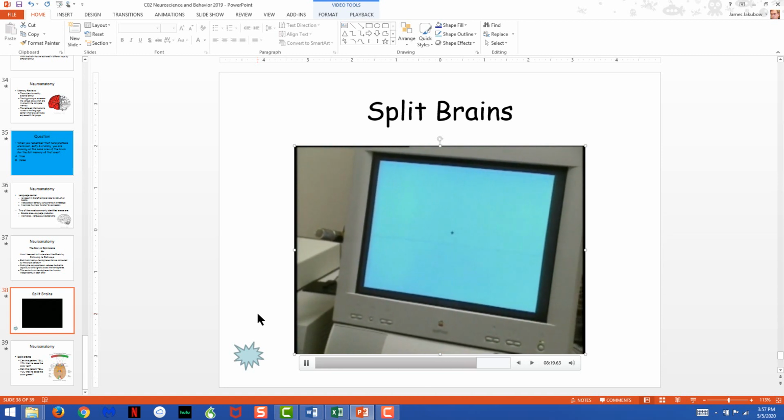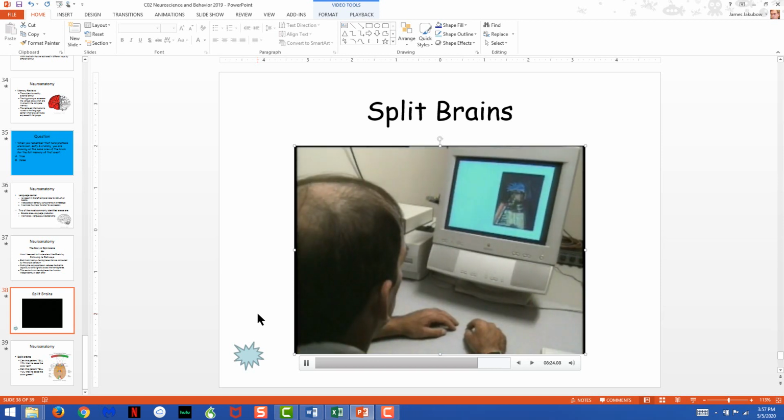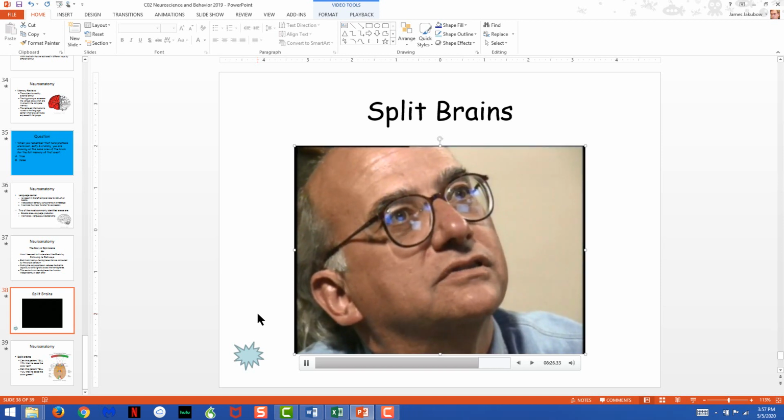Again to the right brain, and Joe sees it as a face. But to the left brain, a face made out of books.